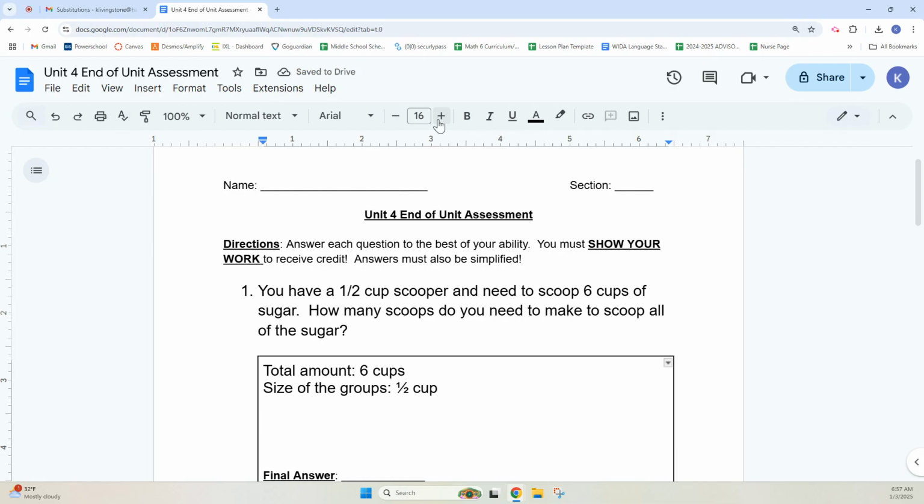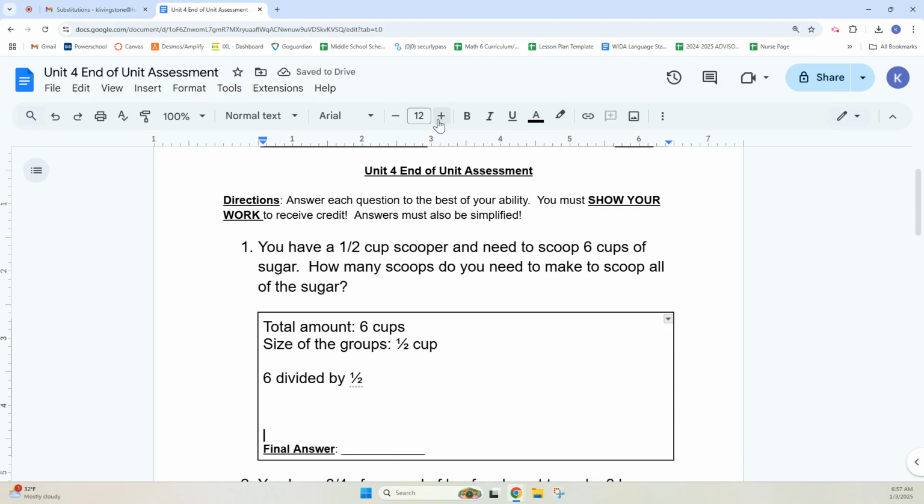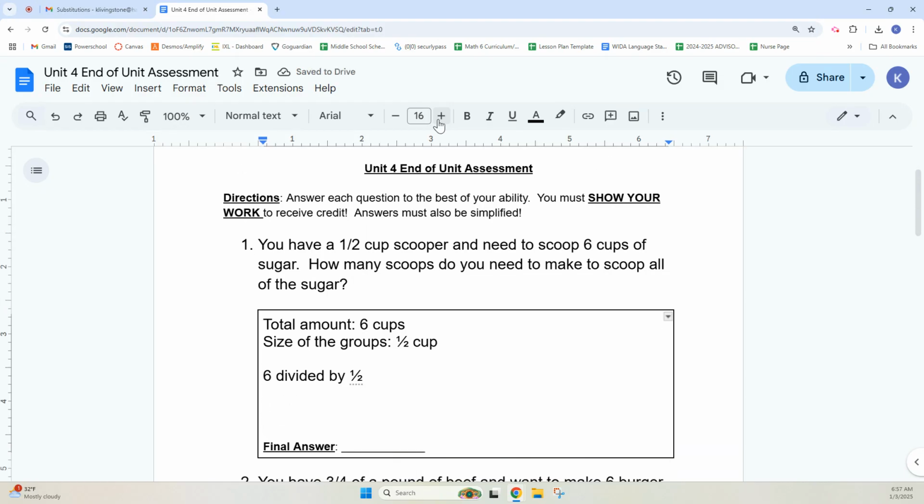All right, now we need to make our division sentence. As you remember, the total amount always goes first. So we are going to do 6 divided by 1/2. Now we're going to rewrite the problem using keep, change, flip.